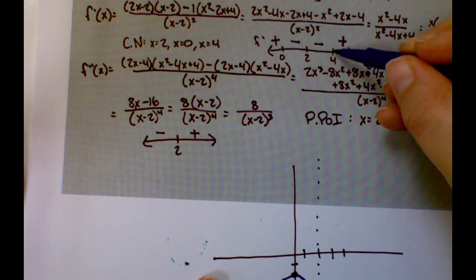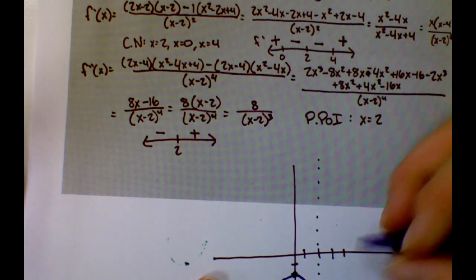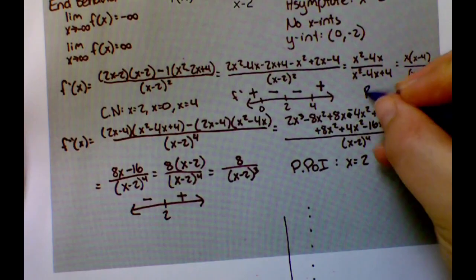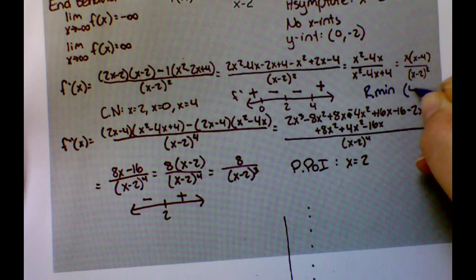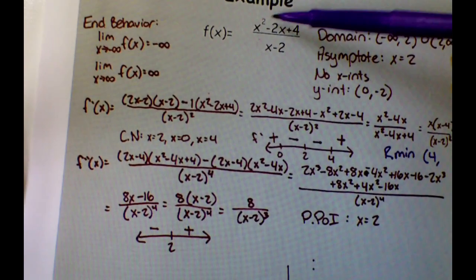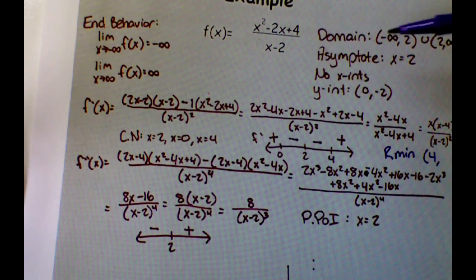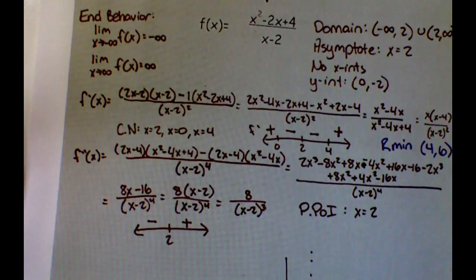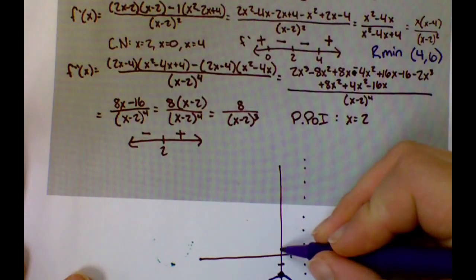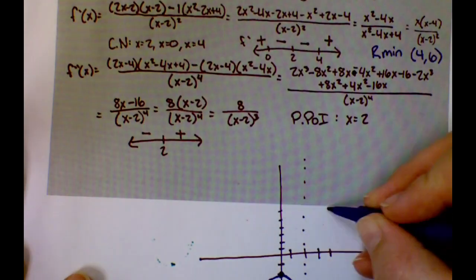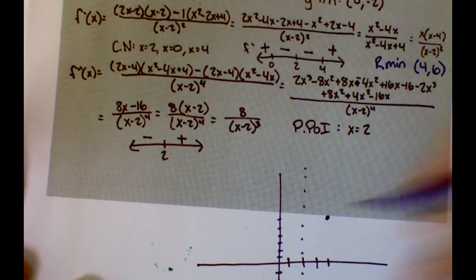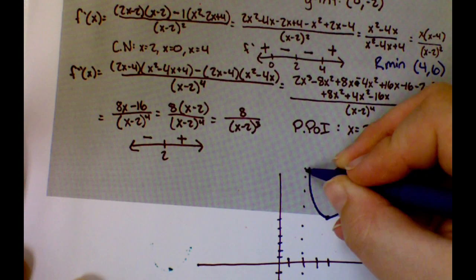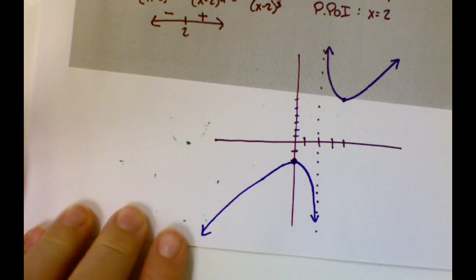I also know that at 4, I have a relative minimum. So here, I have to figure out that coordinate though. Relative min at 4, comma, let's see, I get 16 minus 8 plus 4, which is 12, over 2. 4, 6 is my relative min. There we go. So we're decreasing and then increasing. And there is our pretty accurate sketch.